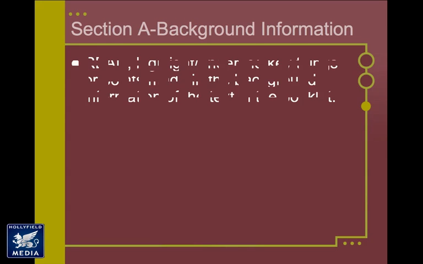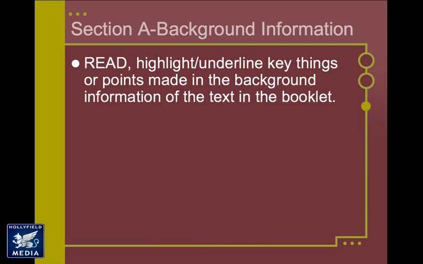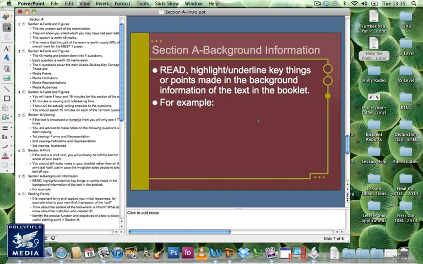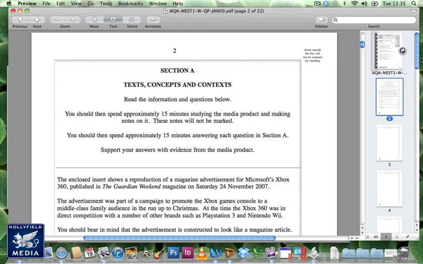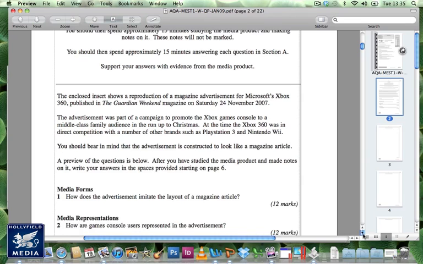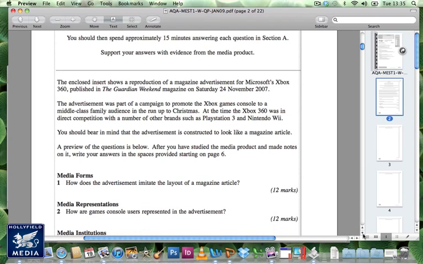Background information. Read, highlight or underline key points made in the background information of the text in the booklet, okay? For example, I'm going to show you one now. This is the mock question paper for 2009. It was a print text this year and it was an advertisement. So let's have a look at the background information given at the start. Right, the enclosed insert shows a reproduction of a magazine advertisement from Microsoft's Xbox 360 published in the Guardian Weekend magazine on Saturday 24th November 2007.